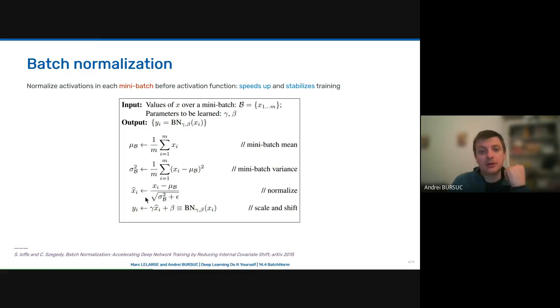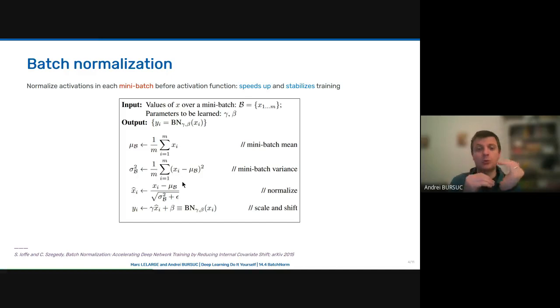And then we use these statistics to compute x hat, which is the normalized version of the input x. So we subtract mu b, the mean, from x, and we divide by the square root of the variance. So this is our normalization. But as we remember, we have 2 parameters, gamma and beta. So far we have just squashed the values between -1 and 1.